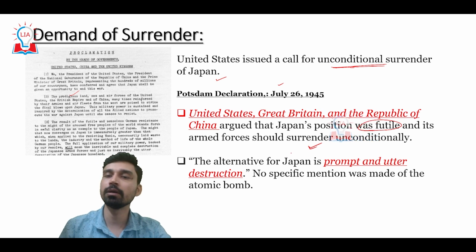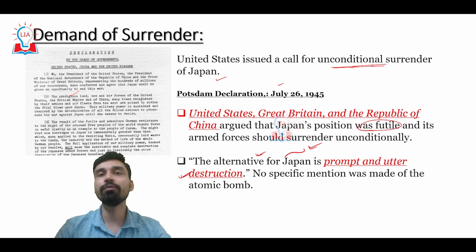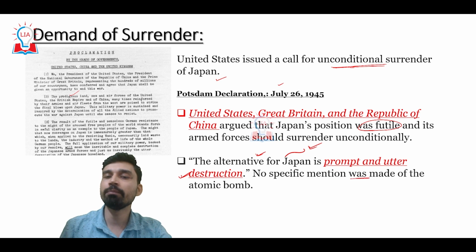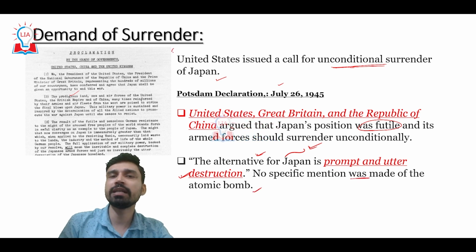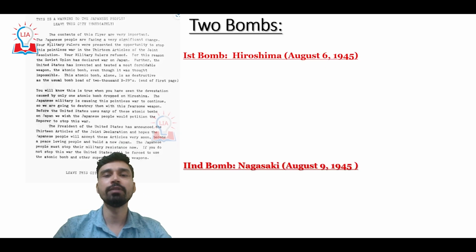And if Japan did not agree to this, then the alternative would be very, very bad, because it would lead to prompt and utter destruction of Japan. However, there has been no specific mention of the atomic bomb. And obviously, it was because though the United States and President Truman were convinced that they would use the atomic bomb, other allied partners were not aware of that plan.